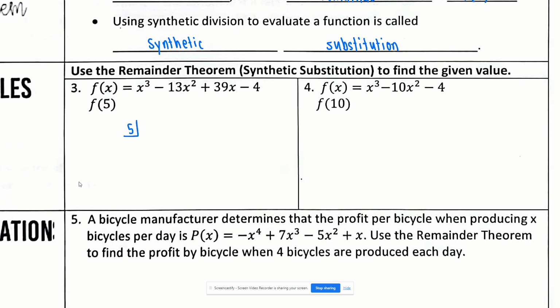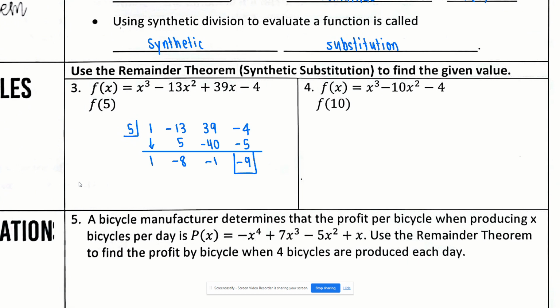So x cubed has a coefficient of 1. X squared, negative 13. X, 39. All the way down to my constant, negative 4. I'm going to bring down 1, and I start my synthetic division, just like we did the other day. 5 times 1 is 5. 5 minus 13 is negative 8. 5 times negative 8, negative 40. 39 minus 40 is negative 1. 5 times negative 1 is negative 5. And negative 4 minus 5 is negative 9.